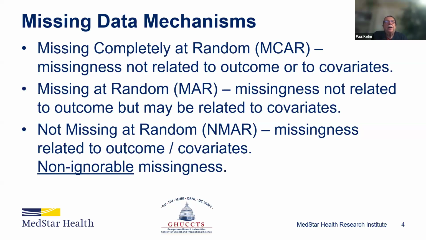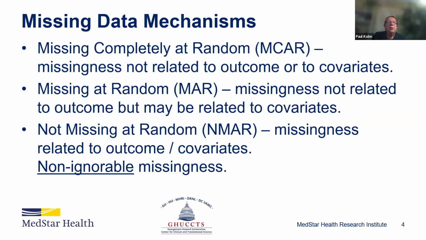And so the concept of missing completely at random means that the missingness or the reason for missingness is not related to the outcome or to covariates. This is probably really rare to find, data that's completely missing at random. Most of the time, data will be what we call missing at random. And what we mean by this is that missingness is not related to the outcome, but it might be related to the covariates. And then finally, not missing at random, or what we call non-ignorable missingness.